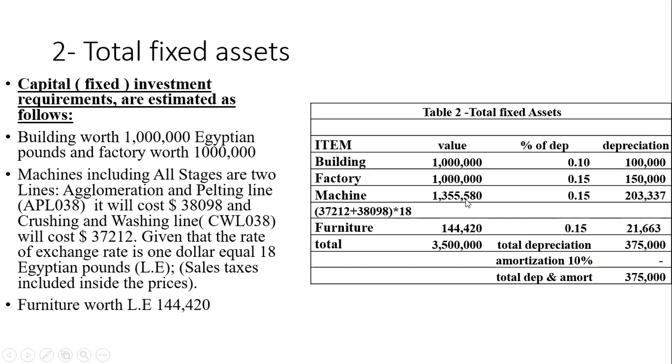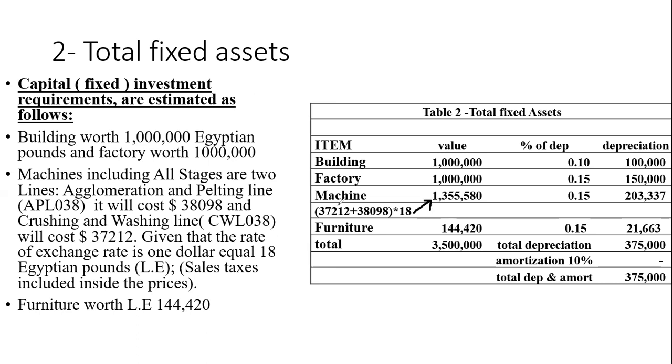I also have a machine, but here the machines are imported, for example, two imported machines. At that time, the currency is $1 to 18 Egyptian pounds, so we'll transfer the whole data to Egyptian pounds. The data for the machines is calculated and then multiplied times 18. You calculate the two machines and transfer it to Egyptian pounds, and it gives you the total value of machines, which is 1,355,580.